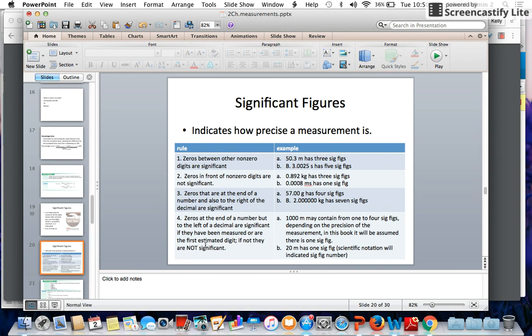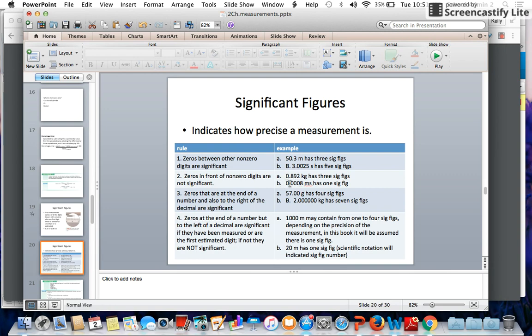Zeros in front of non-zero digits are not significant. So 0.892 kilograms. And you might think, well, that they should know that this is a 0 before they measure 0.8. The reason why it's not is because that kilogram can be converted into grams. And when you convert it to grams, you move the decimal point to the right 3 spots. So 0.892 kilograms is equal to 892 grams, and that number only has 3 sig figs. So that's why you don't count the zeros in the front of a number. You just don't count them.